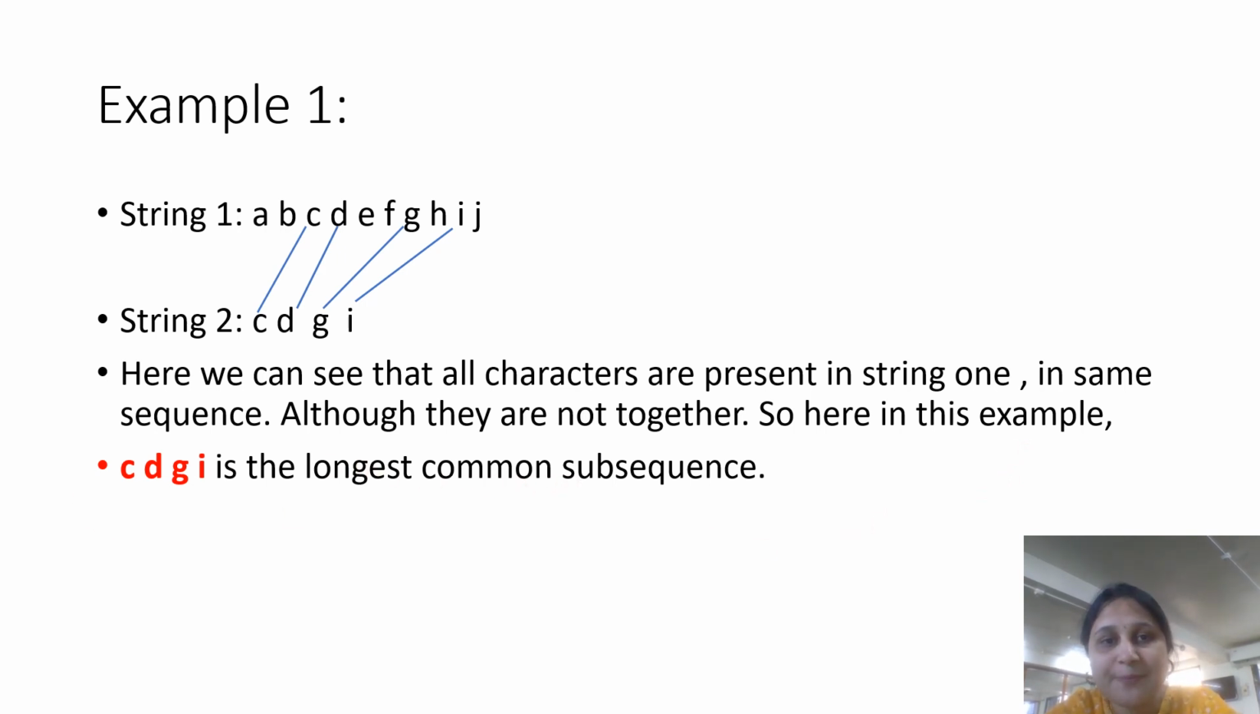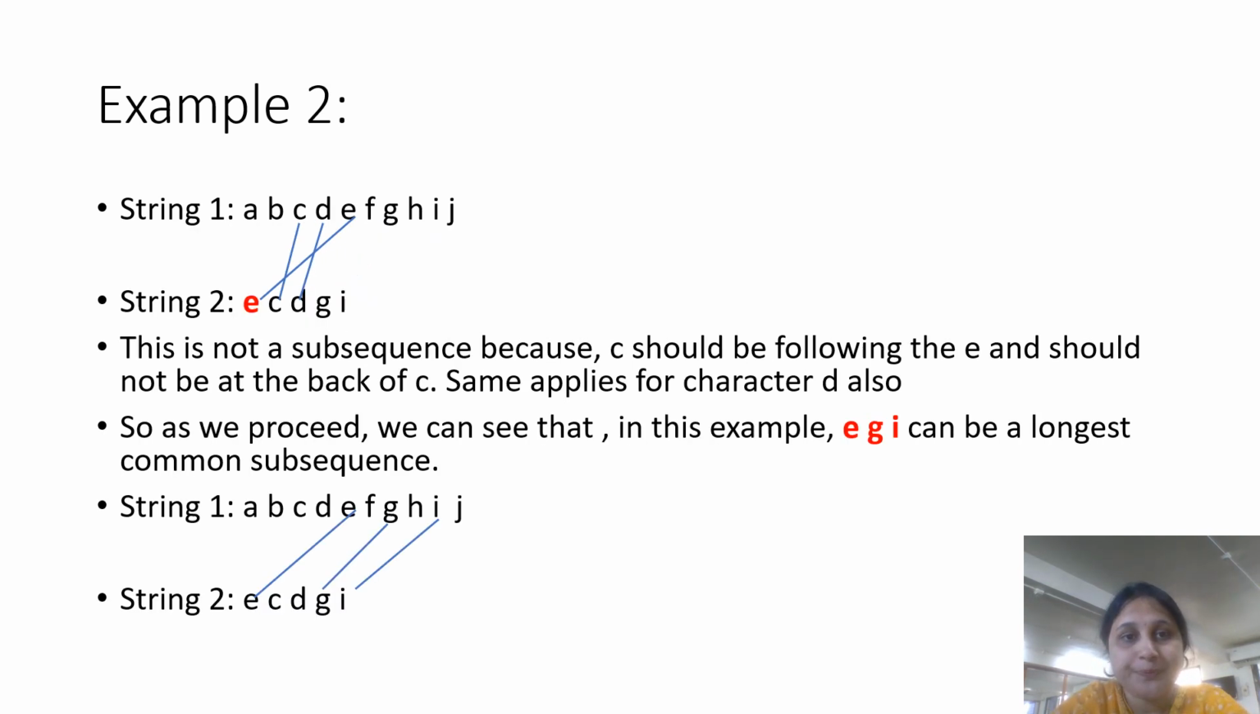Now I'll show you one example where the case is different. See in this example, compared to the previous example, I have added E here: E, C, D, G, I. This is our string 2 and string 1 is the same as that of the previous one. Now let's start with E. Okay, E is present here. Yes, so I have drawn a blue color line.